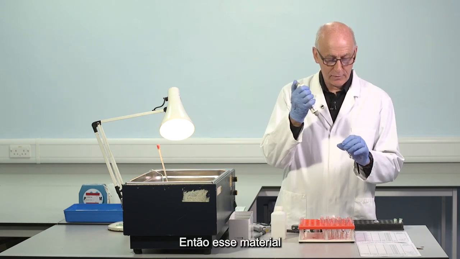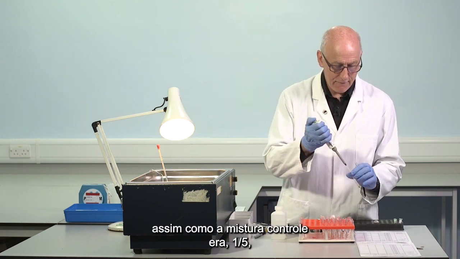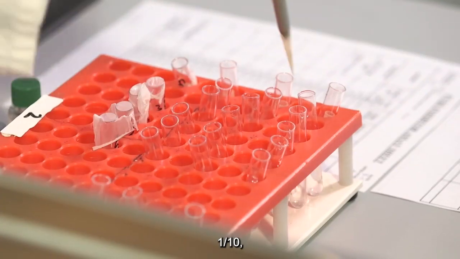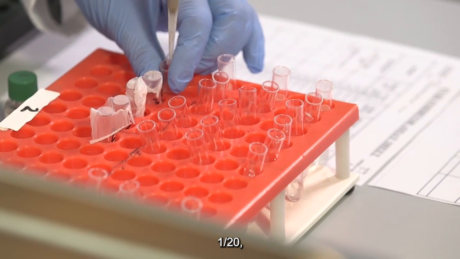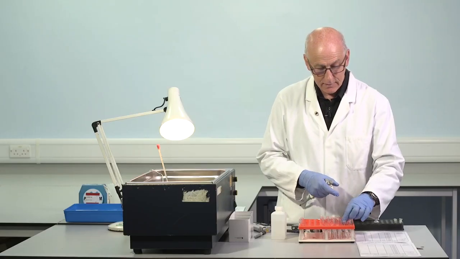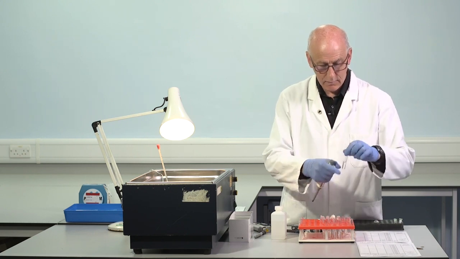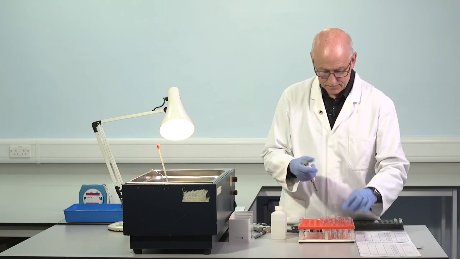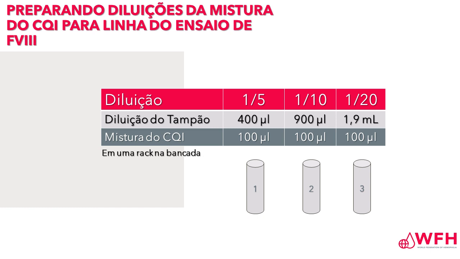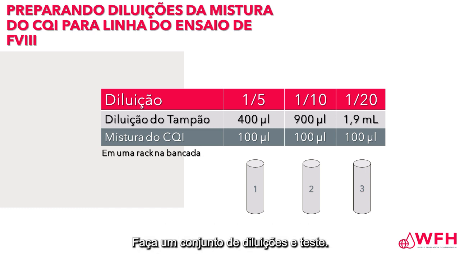So this material, just as the control mixture was, 1 in 5, 1 in 10, 1 in 20, same dilution buffer, the buffer that's used for factor VIII assays, and mix. So we make a set of dilutions and test. Obtain the clotting times. Move to the next tube. Make a set of dilutions and test.